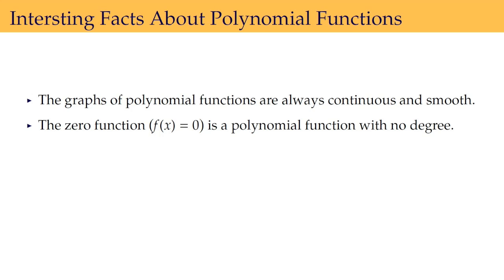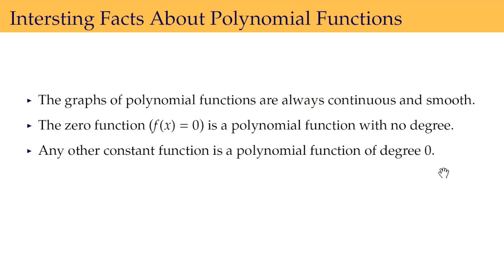Another interesting fact, the zero function, which is f of x equals 0, that is a polynomial function with no degree. That feels sort of weird to say that it has no degree, but, well, there you have it. Any other constant function is a polynomial function of degree 0. And by constant function, I mean f of x equals a constant. F of x equals 5. F of x equals 102. F of x equals negative pi over 16. Any constant function is a polynomial function of degree 0.